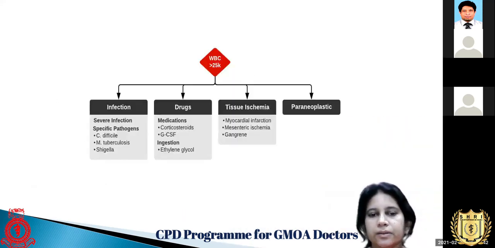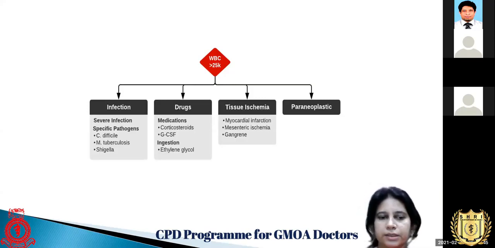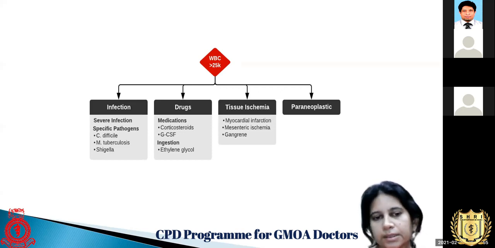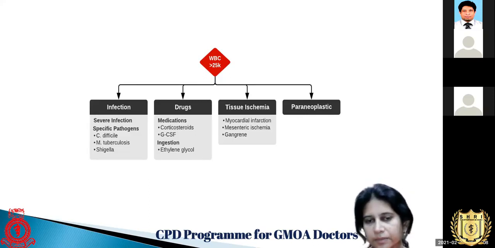These are the causes of leukemoid reaction: severe infection including TB, and drugs like GCSF. You give GCSF when the WBC count is very low. If you forget to monitor the counts by day 3, day 5, sometimes your patient might get a very high WBC like 30,000, 40,000. Other causes are tissue ischemia and paraneoplastic syndrome. Paraneoplastic syndrome we see especially in lung malignancies, where you get a very high count of neutrophils, 100,000, sometimes eosinophils, 50 to 60,000.